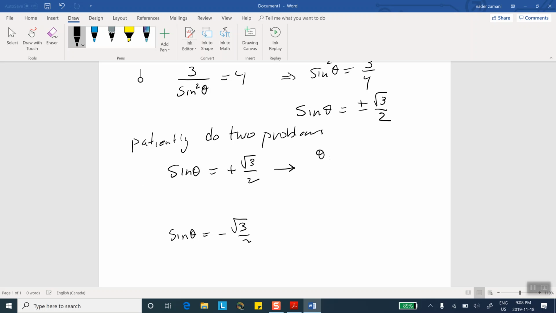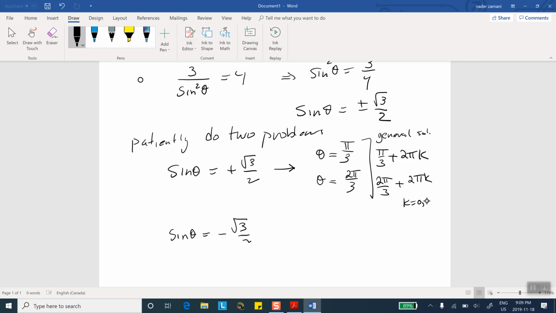0 to 2 pi can be considered as one period of the function sine of theta. So immediately, based on these are angles that are recognized, it's pi over 3. And the other one is 2 pi over 3. Try it. For both of them, when you take the sine, you're going to get root 3 over 2. Okay? Now, the general solution is going to be pi over 3 plus 2 pi k and 2 pi over 3 plus 2 pi k, where k is equal to 0, plus minus 1, plus minus 2, etc.